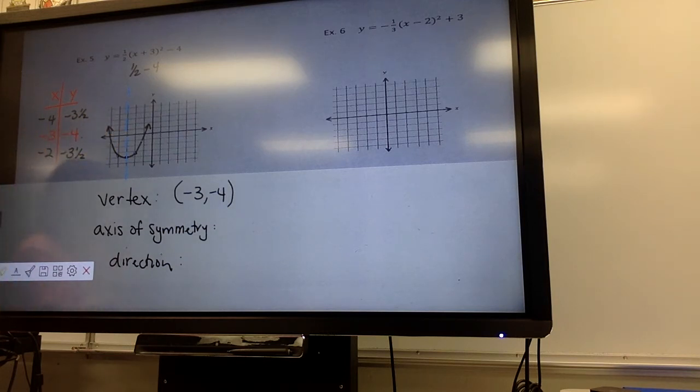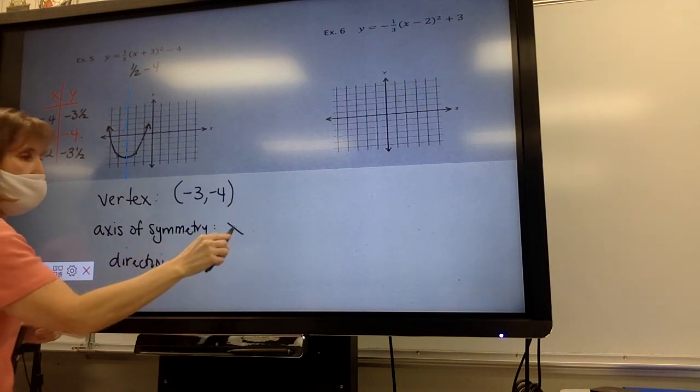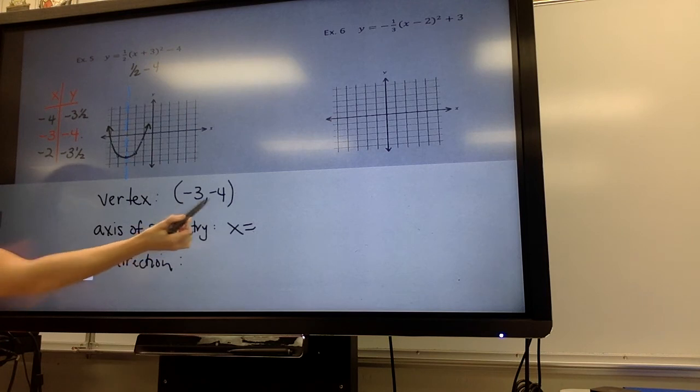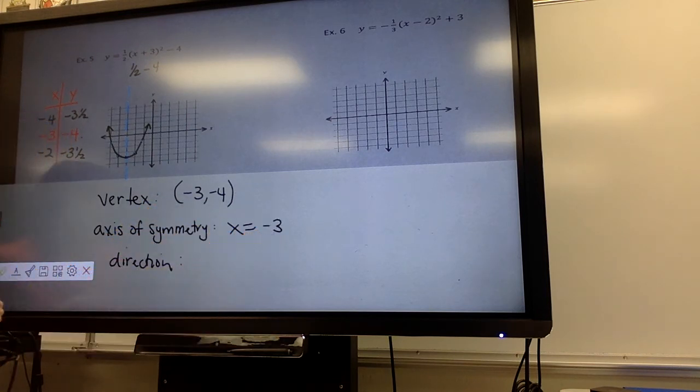It's a vertical line, and from chapter 3, a vertical line is x equals or y equals? No, x equals. When it's a vertical line, only x is present in the equation. And you're going to say x equals, and then where, if it goes through the vertex, what does the x value equal at the vertex? The negative 3. So you'd say your axis of symmetry is x equals negative 3.